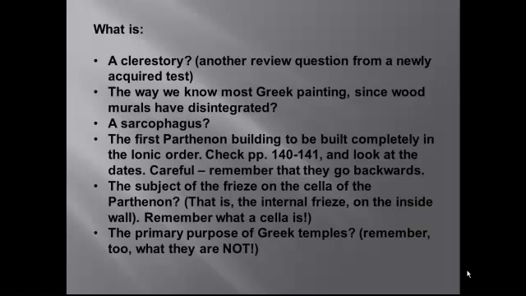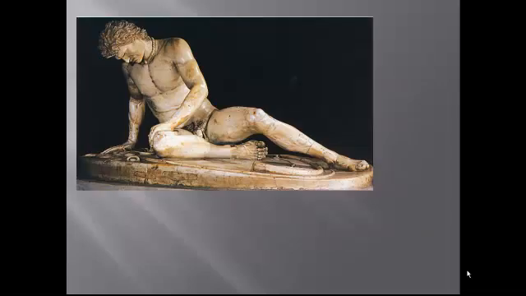The subject of the frieze on the cella of the Parthenon. Now, be careful here. Remember, the cella is the part of the temple that houses the cult statue. It's the internal frieze. It's also really the most famous frieze from the Parthenon. You know about it from Khan Academy. You should know this one. This is one that shows up a lot on the AP test. You should also remember what a cella is. What is the primary purpose of Greek temples? I just gave you a hint about that a moment ago. And remember, too, the purpose that they do not serve, how they differ, for example, from churches.